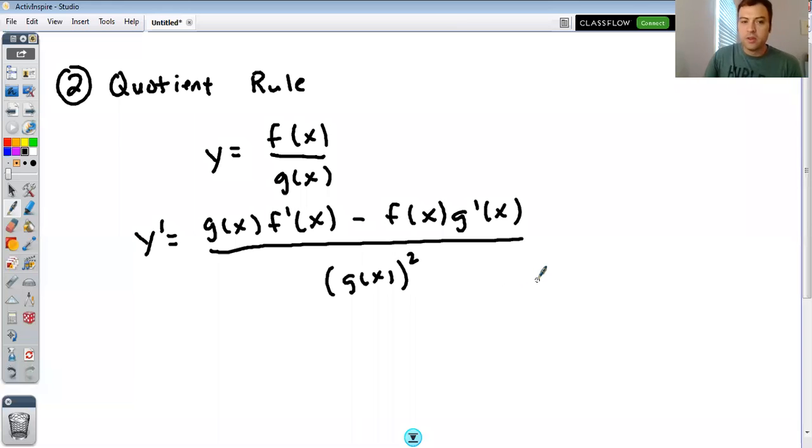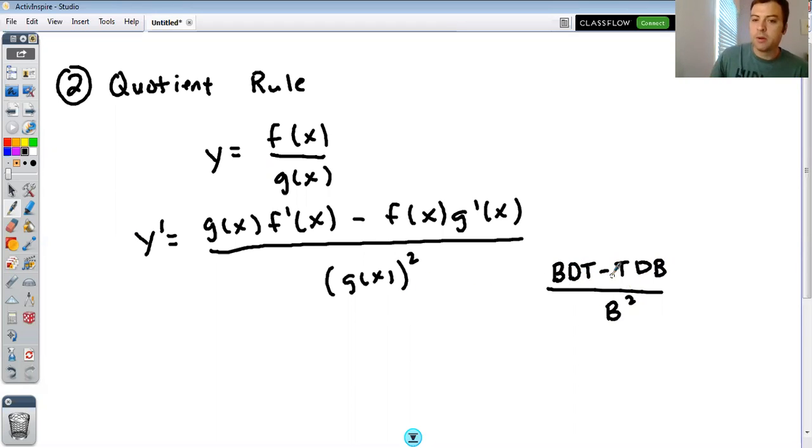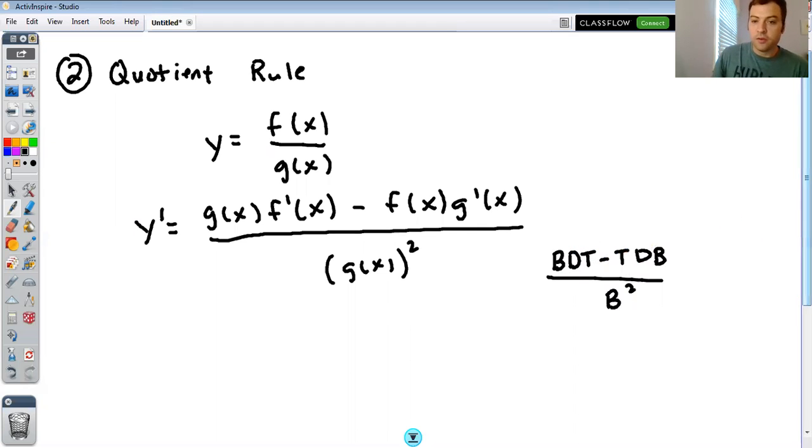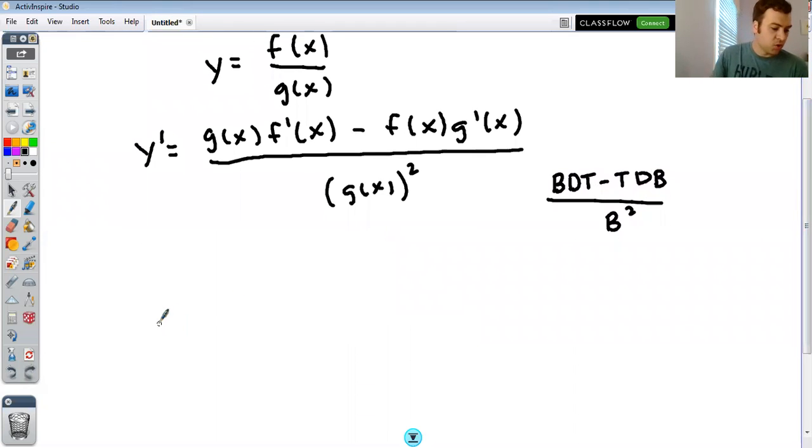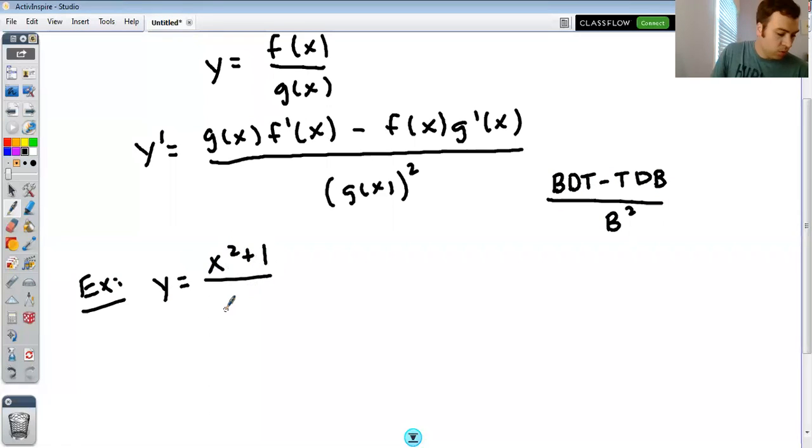The other way that we remembered this in class, remember b d t minus t d b over b squared. Bottom times the derivative of the top minus the top times the derivative of the bottom, all over the bottom squared. So as an example, and again, if you'd like to try this one and do it on your own, let's say our function is y equals x squared plus 1 over the inverse tangent of x. I'm trying to hit a lot of the shortcuts here as we go through.